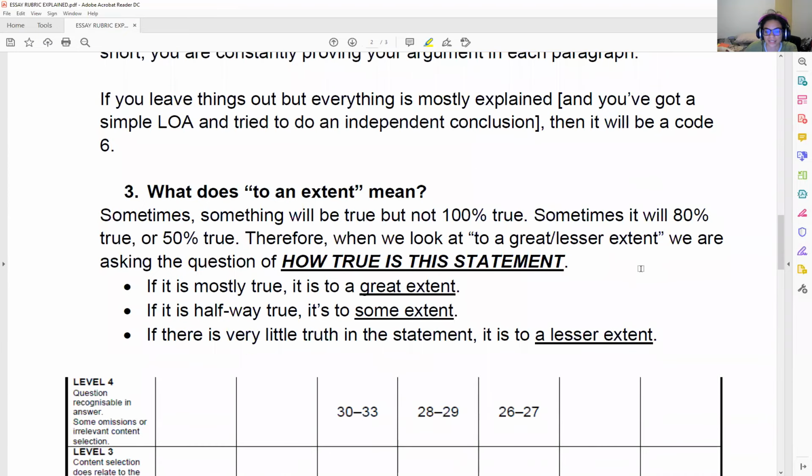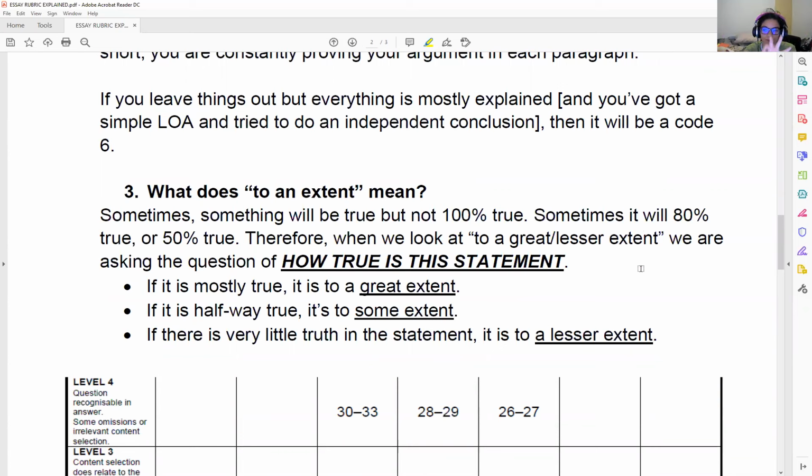What does "to an extent" mean? So sometimes something will be true, but it's not 100% true. Sometimes it will be 80% true. Sometimes it will be 50% true. Sometimes it will only be 10% true. Therefore, when we see something that it's true, but it's not completely true, we say it's true to an extent.